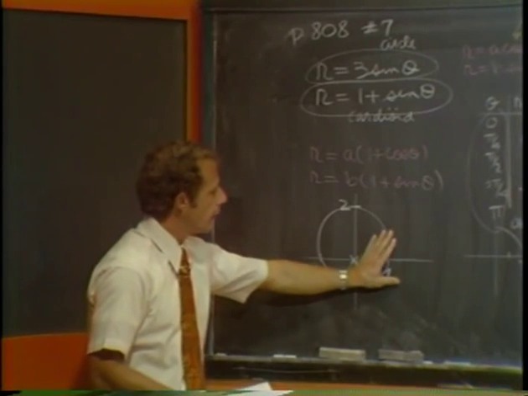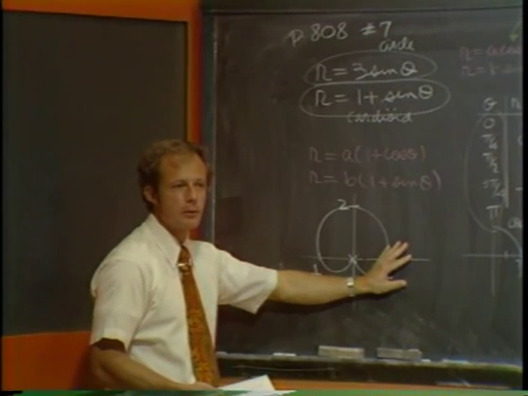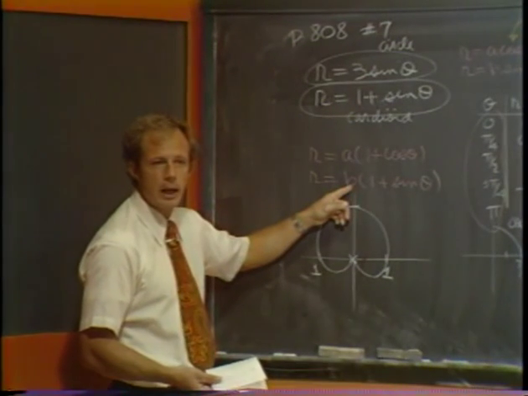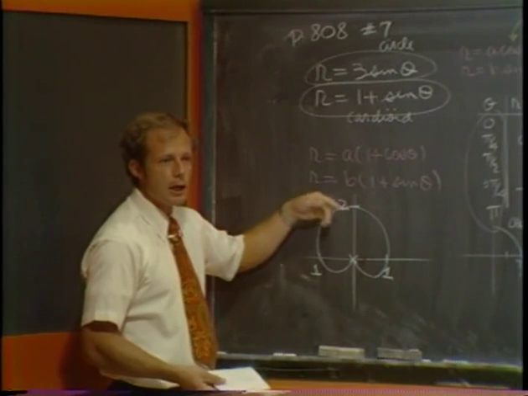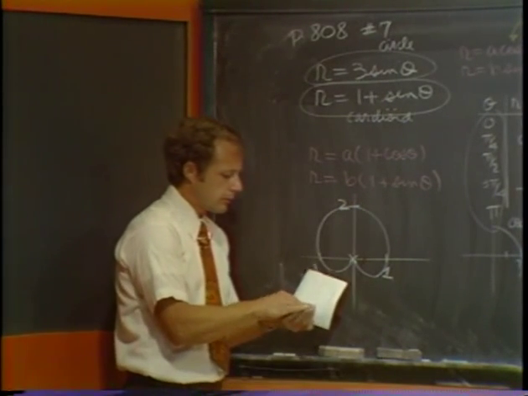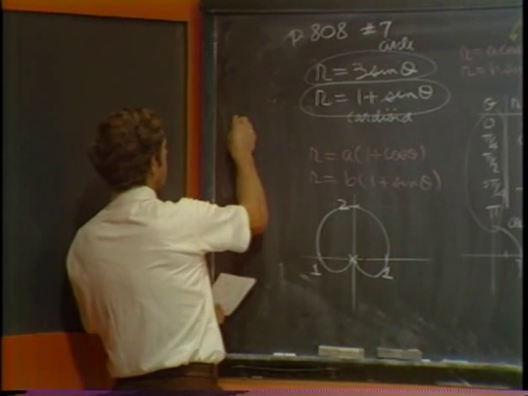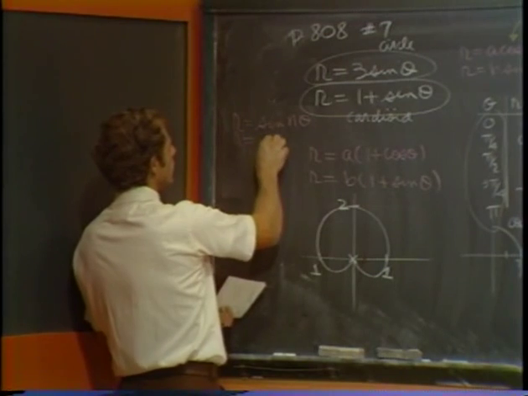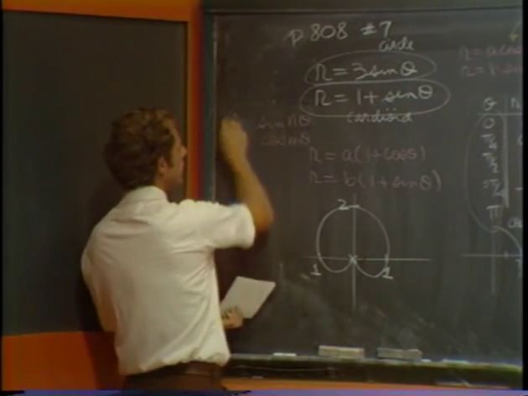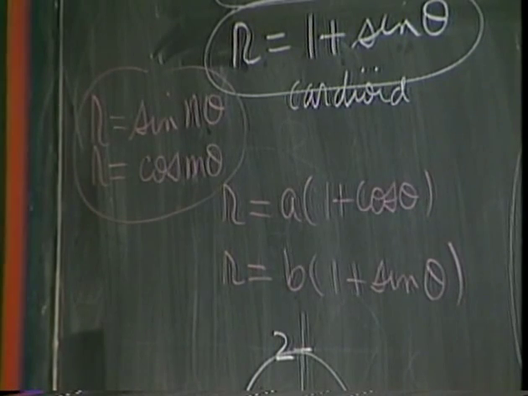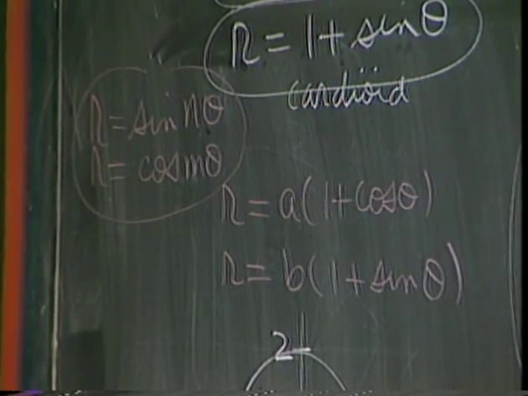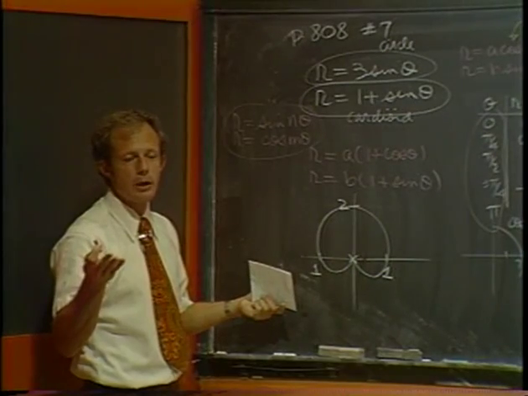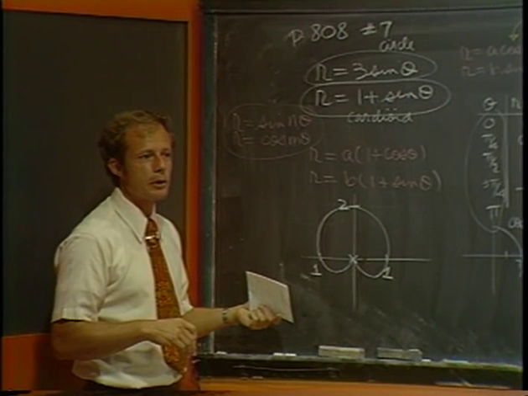The cosine cardioid is one side or the other, left to right, the sine cardioid top to bottom, depending on what the A and the B are. Now, other than that, there are ones that you also should be familiar with, for example, r equals sine n theta or cosine n theta. Anyone happen to know what those are? Those are those multi-petaled flowers, depending on whether n is even or odd. Okay, if you know that, great. If you don't, you might go back and look at a few pictures to see what's going on.